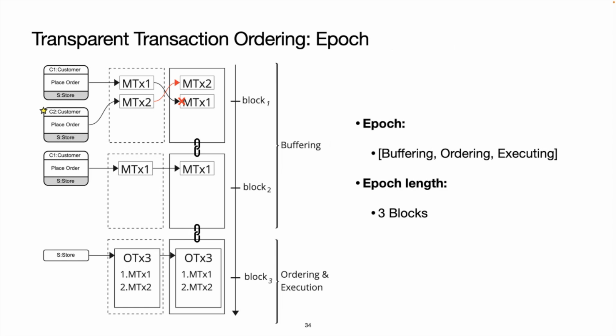So this entire process we call an epoch. We have multiple epochs, and inside each epoch we have the buffering, as I described, and then the ordering phase and the execution phase. Now, in this case, the entire epoch took 3 blocks. It could take more based on the complexity of the ordering. We could have multiple orderers, and this could take time to take place.